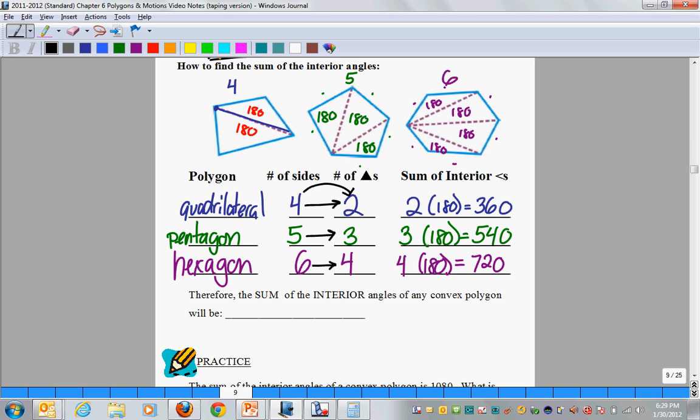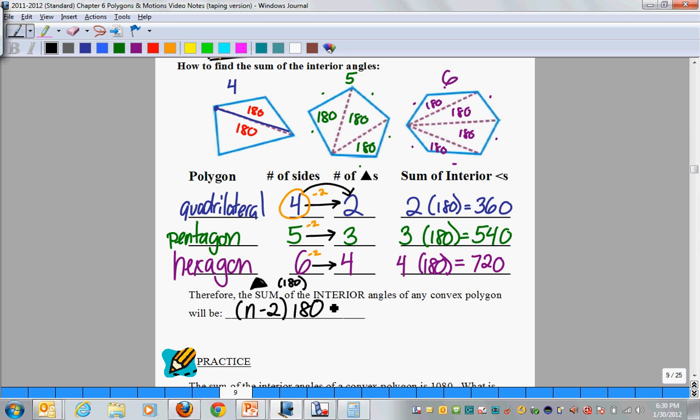Okay, what you should have noticed, to go from the first to the second, we simply minus 2 each time. 4 minus 2 is 2. 5 minus 2 is 3. 6 minus 2 is 4. So to get the sum of the interior angles, we simply say the number of sides, which we're going to call n, we're going to subtract 2. That gives us the number of our triangles. n minus 2 tells us how many triangles are involved, times 180, which is the interior angles of a triangle.